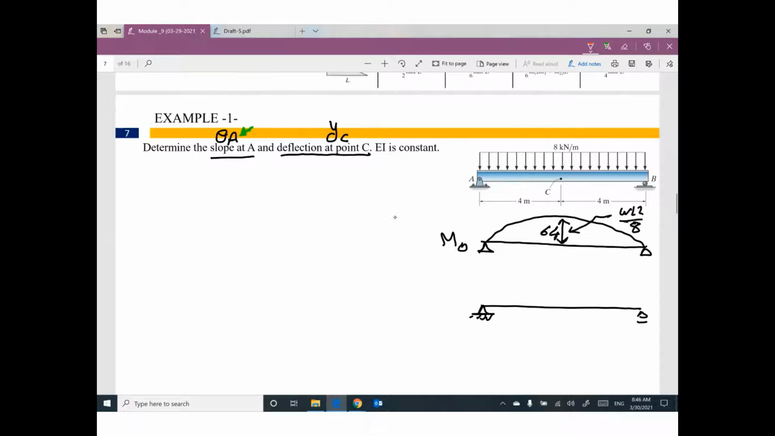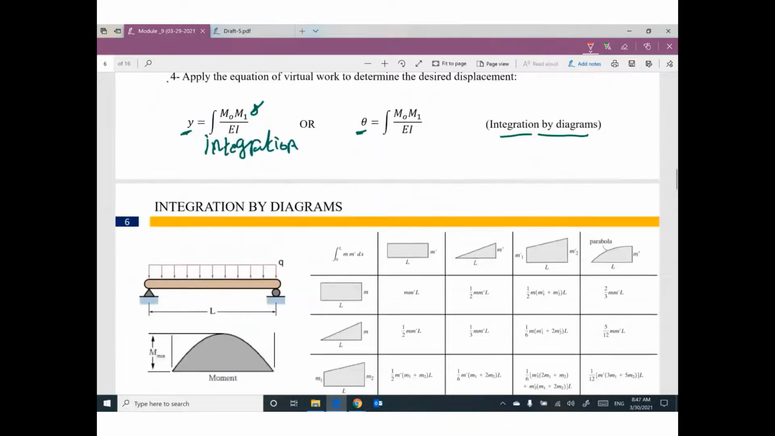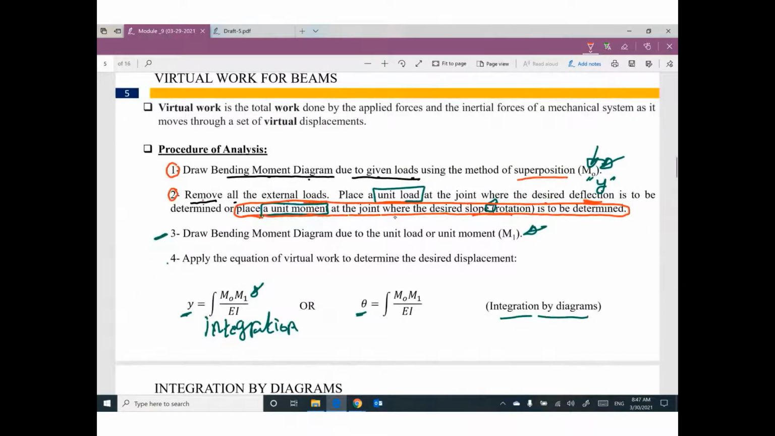Okay, go ahead, at A put a unit moment, 1 kilonewton meter, moment equal 1. You will ask me, why did you put this moment at this point A? Because I'm looking for theta at A. The steps said, after you remove the applied load, go ahead and place a unit moment at the joint where the desired slope or rotation is required.